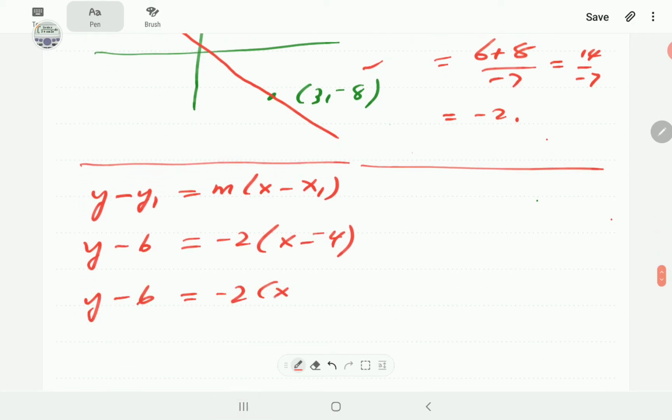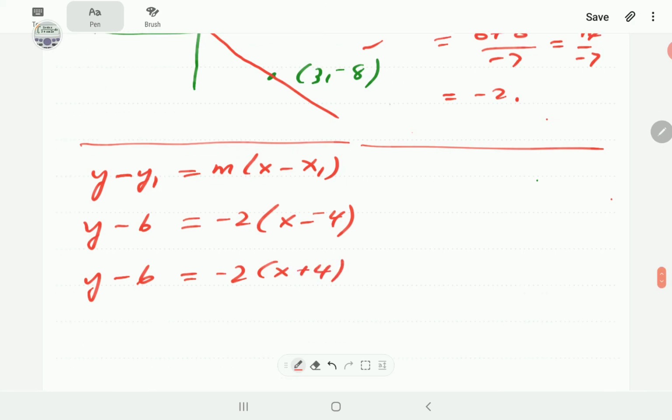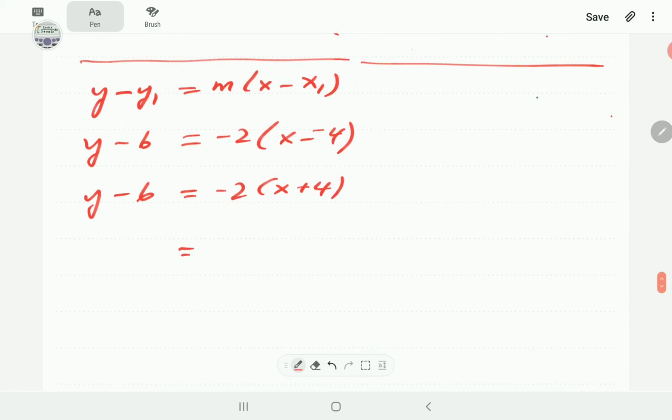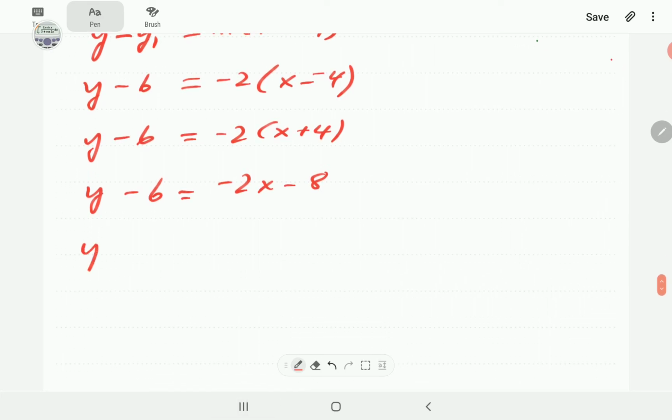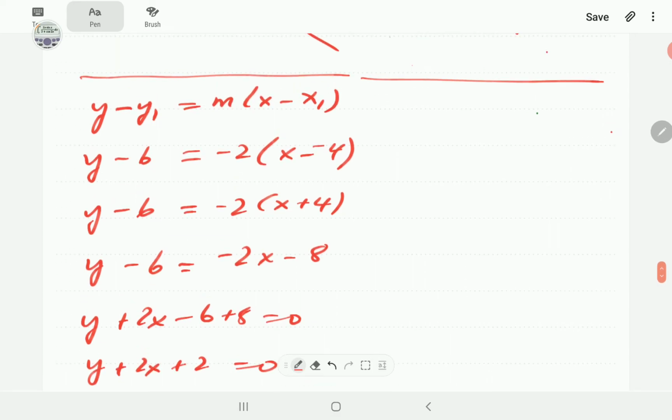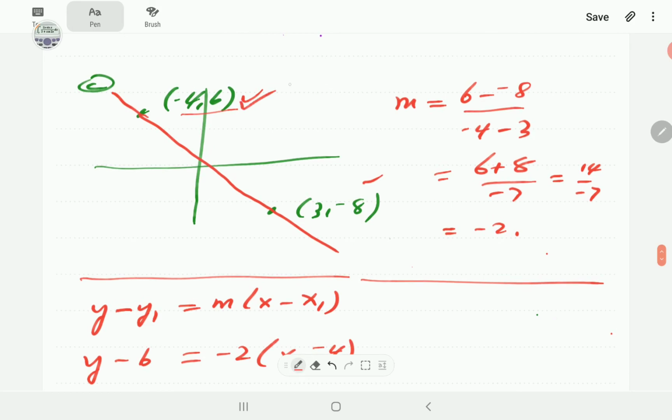Then x minus negative 4 is the same as x plus 4. Remove brackets, this side we're going to have minus 2x minus 8. Then bring everything to one side. We're going to have y plus 2x minus 6 plus 8 is plus 2. So it's y plus 2x plus 2 equal to 0. So we used this one.